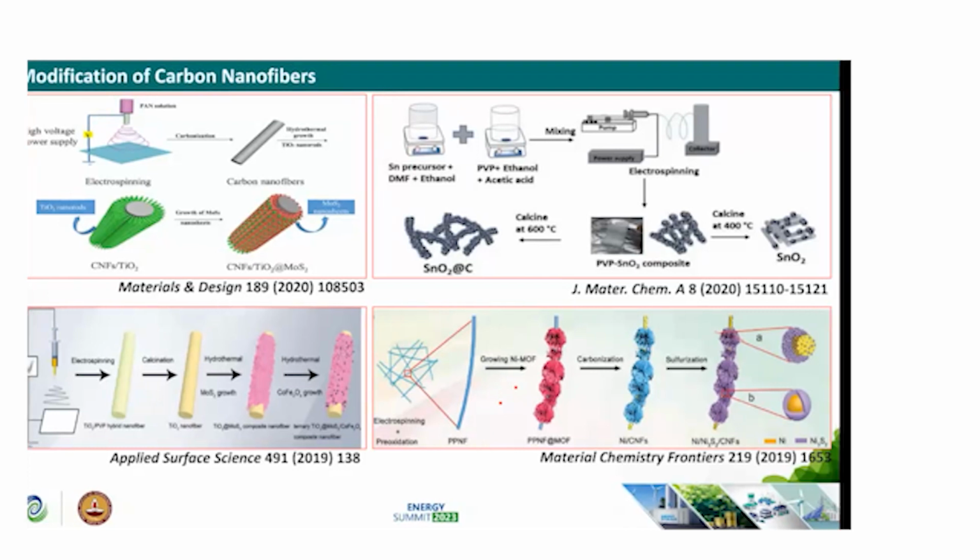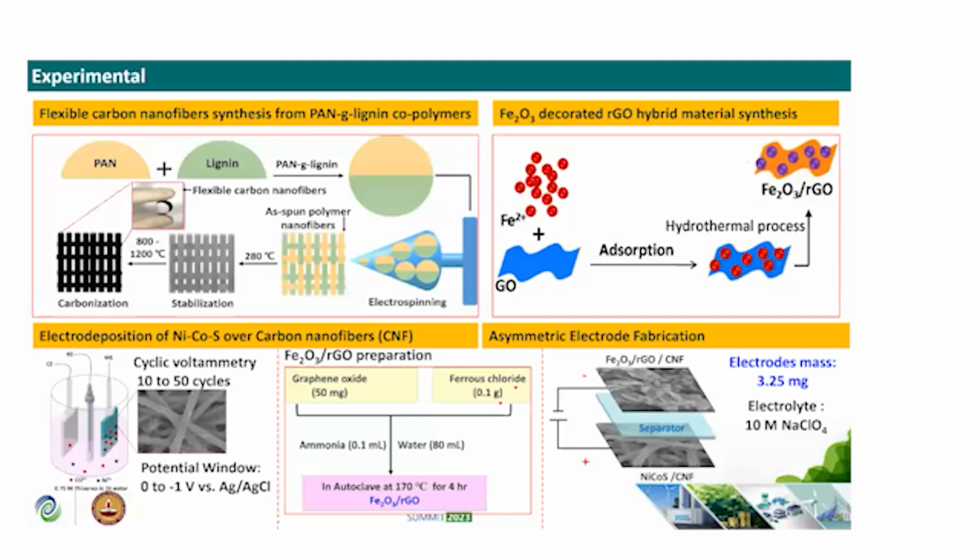In this direction, here we have successfully prepared highly flexible carbon nanofiber using polyacrylonitrile grafted lignin as a copolymer through the electrospinning process. This is the schematic diagram for the preparation of carbon nanofiber. Initially, the polyacrylonitrile grafted lignin was used as a copolymer during the electrospinning process, followed by stabilization and carbonization at various temperatures, because the carbonization temperature plays a key role in tuning the physicochemical property of the derived carbon nanomaterial.